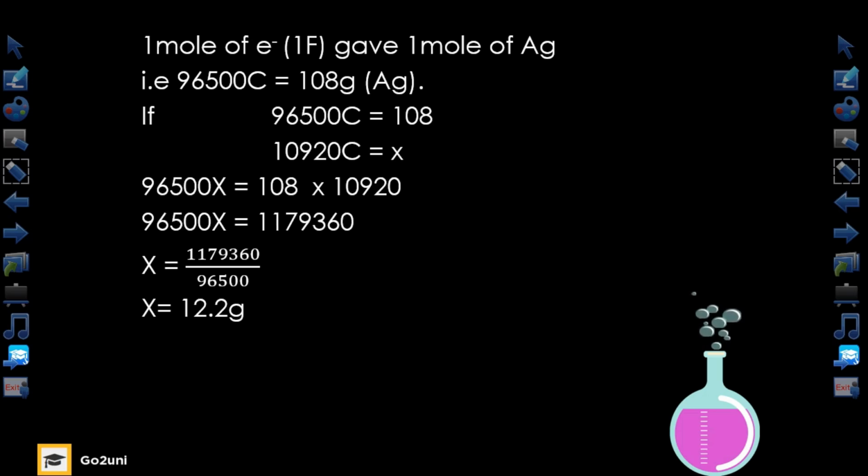So what will 10,900 coulombs give to us? That is a simple question. So that will be X. So this is actually how to calculate that. So going by all the manipulation, at the end of the day, we are going to have 12.2 grams.